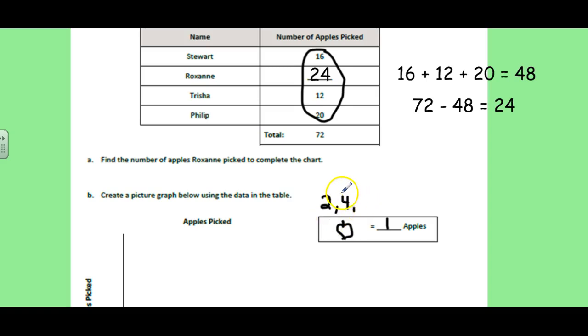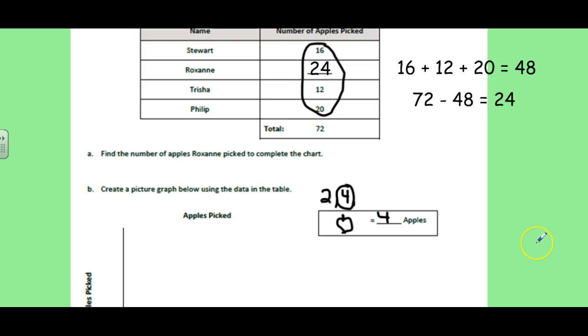So I think that the best bet for us is to go with saying that each apple could represent 4 apples. And then we would know how many to draw for each person when we get down here to part B when we have to create it. So now we're going to move on to part B and start creating our graph.